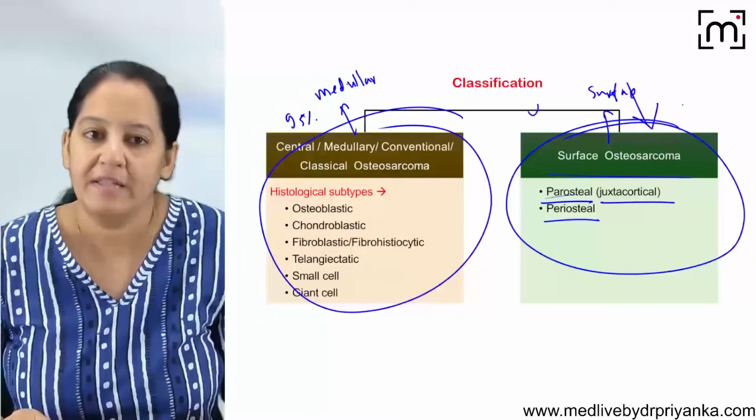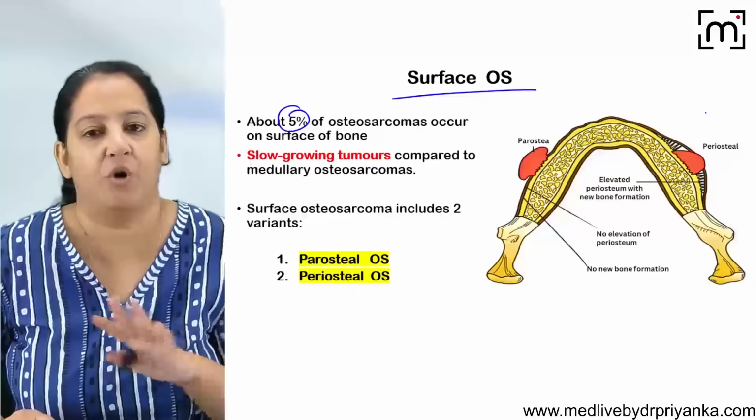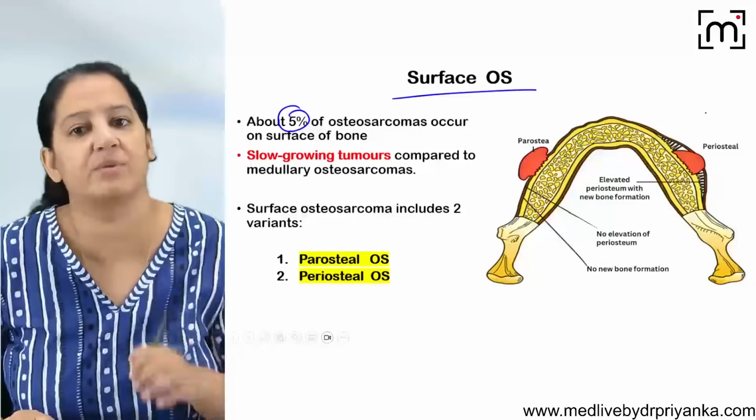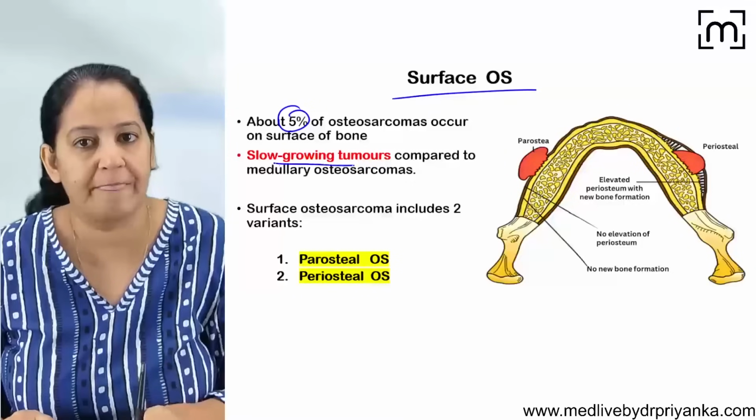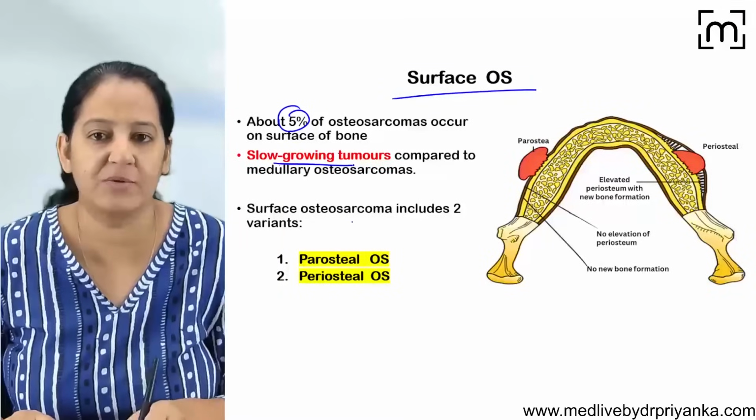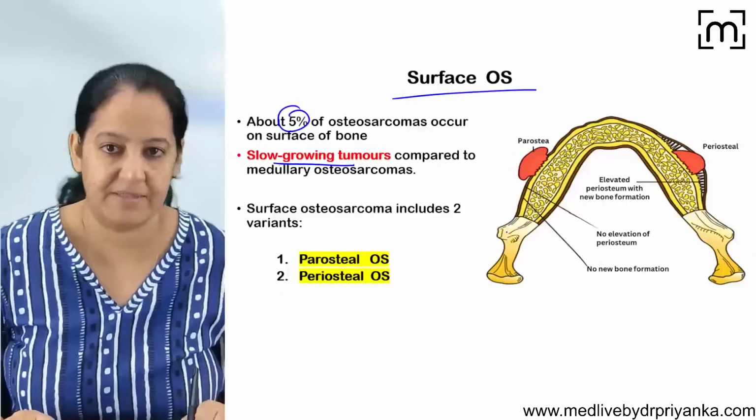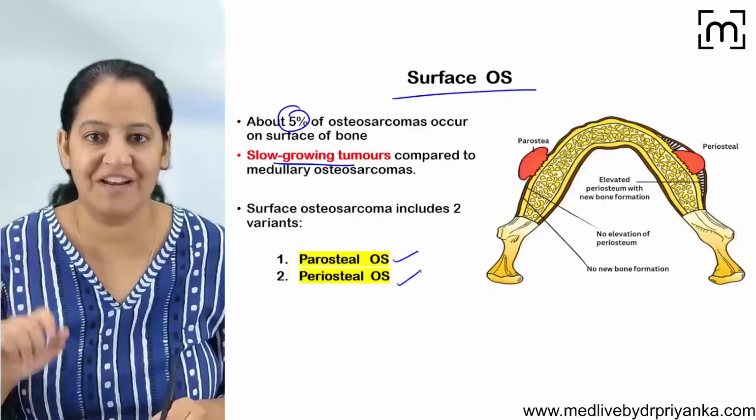95% are these only. They are very rare. Only 5% of the total osteosarcoma are surface osteosarcoma. They are slow growing as compared to medullary osteosarcoma, and they arise from the surface. Now what are the two types, parosteal and periosteal?